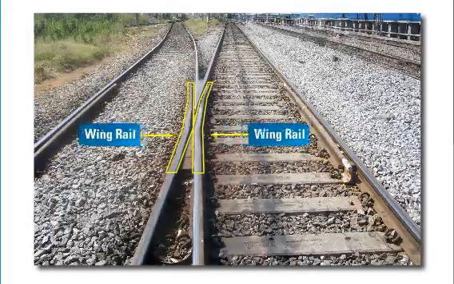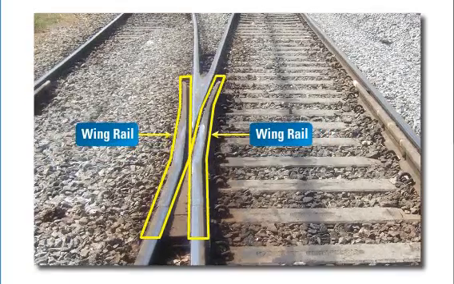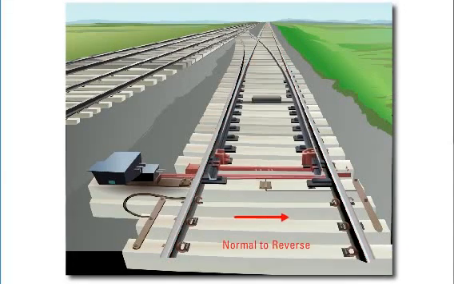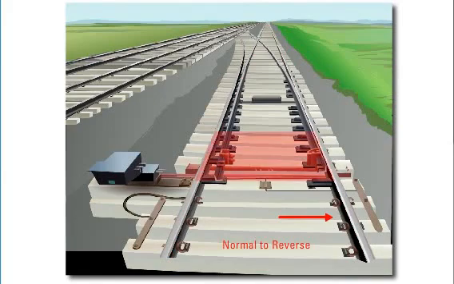Wing rail. The two bent-up rails of the crossing which are connected to the ends of the crossing are called wing rails. Normal position. When the facing point allows movement without diversion, the point is said to be in normal position. Reverse position. When the facing point allows the movement of vehicles onto a diversion, the point is said to be in reverse position.